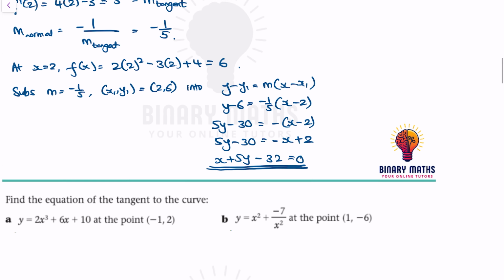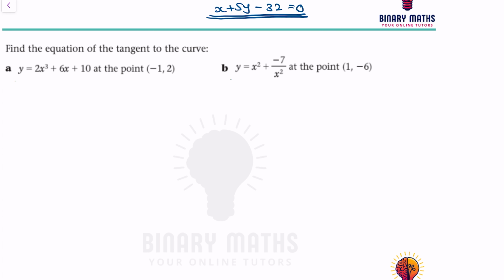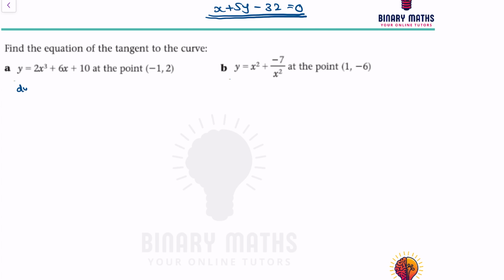Let's do a few more examples of this before I go through more complicated examples. So find the equation of the tangent to the curve y equals 2x cubed plus 6x plus 10 at the point minus 1, 2. Because it's y is equal to, I need to find dy dx because I'm trying to find the equation of the tangent. So I get 6x squared plus 6. I need to find the gradient at the point minus 1, 2. So I need to substitute the x value, which is minus 1, into dy dx. So I get 6 times minus 1 squared plus 6, which is 6 plus 6, which is 12.